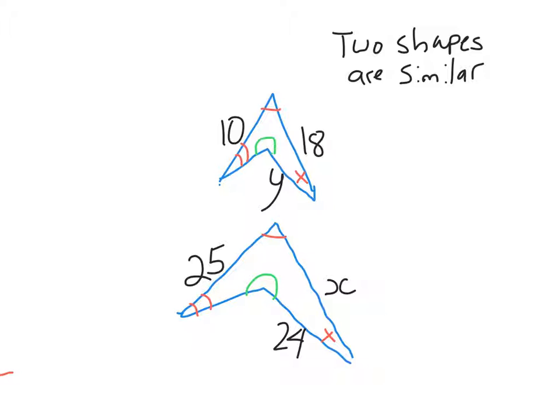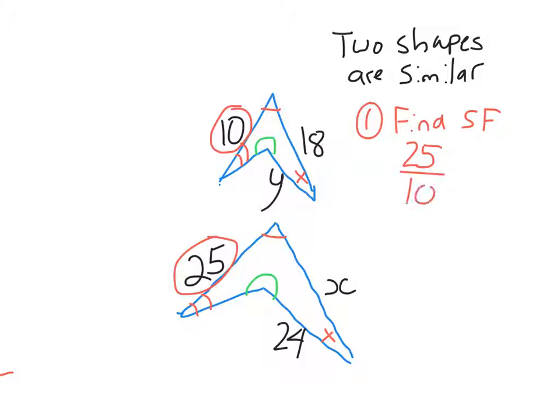So when you're calculating the length of an unknown side using similar figures, first step is you need to find the scale factor. So the scale factor, you just find two corresponding sides that you know the length of. So this side corresponds to this side, and the scale factor is just the side in the larger triangle divided by the side in the smaller triangle. So the scale factor here is 2.5.